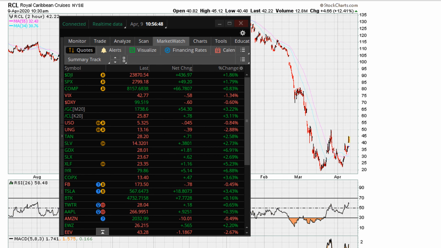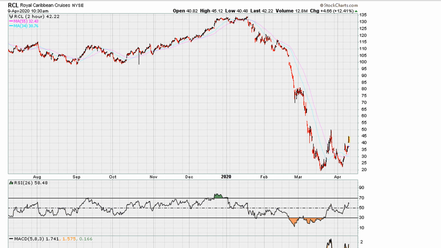You can see markets trading higher for the day. And take a look at RCL. Here we see that it is at the highs of the session. I saved this chart a couple of minutes ago.